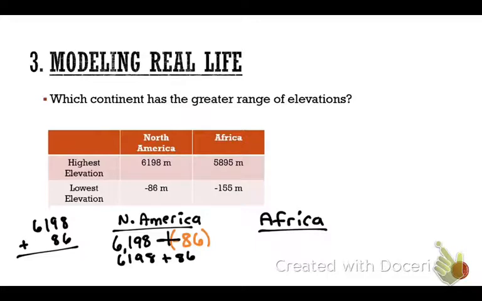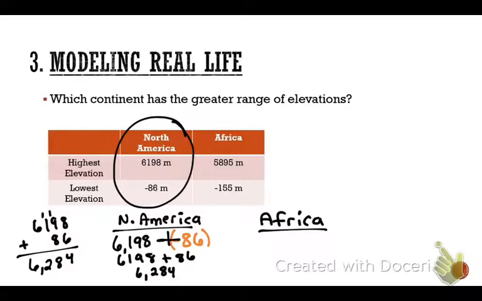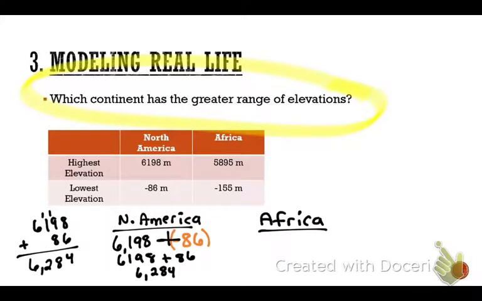Josh, what'd you get? Very good, 6,284 meters. So that is the distance between these two elevations in North America. Am I finished with my problem? No, I have not answered my overall question. The overall question is, which continent has the greater range of elevations? So now I have to go to Africa and I'm going to do the same exact thing. I want you guys to try to find the distance between the highest and lowest elevation points in Africa on your own.